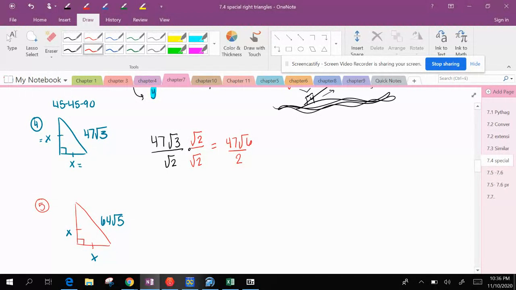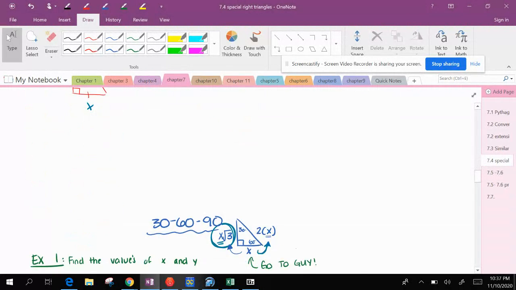Now, the only thing I can see is if 47 is divisible by 2. Let's see if it is. 23.5. So I can't really simplify it. I'm going to leave it as is just because fractions I think are a little bit more precise than decimals. So my answer is 47 radical 6 over 2, oh, can't speak, it's getting late, radical 6 over 2 for both of them.